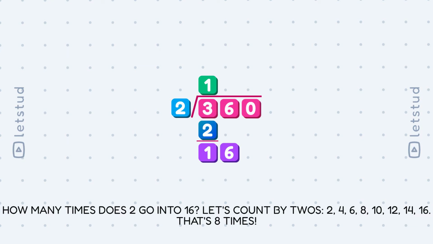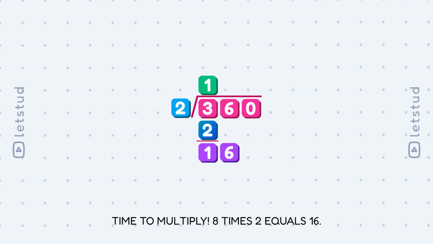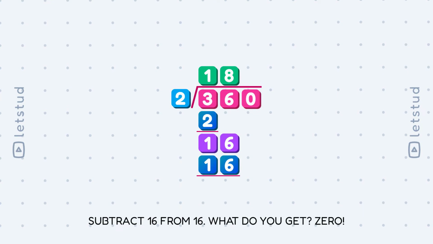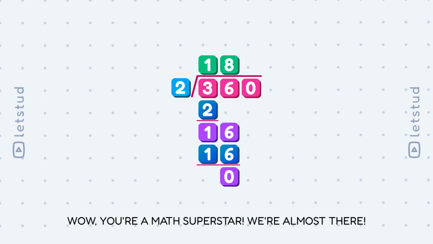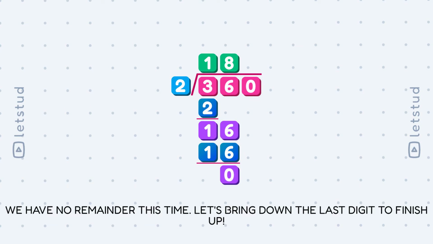How many times does 2 go into 16? Let's count by 2s. 2, 4, 6, 8, 10, 12, 14, 16. That's 8 times. Time to multiply. 8 times 2 equals 16. Subtract 16 from 16. What do you get? 0. Wow, you're a math superstar. We're almost there. We have no remainder this time.